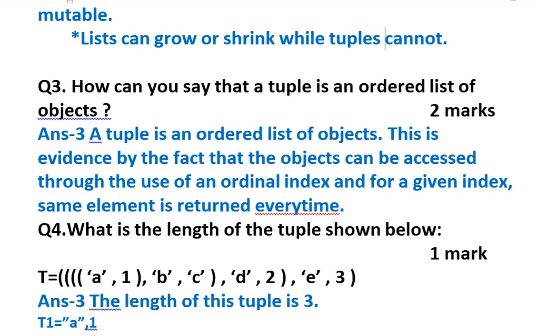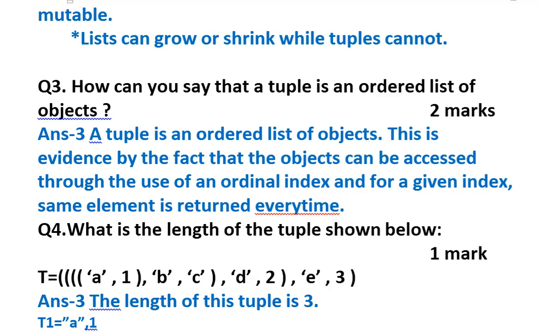Next, question number 3. How can you say that a tuple is an ordered list of objects? A tuple is an ordered list of objects. This is evidenced by the fact that an object can be accessed through the use of an ordinal index, and for a given index the same element is returned every time.